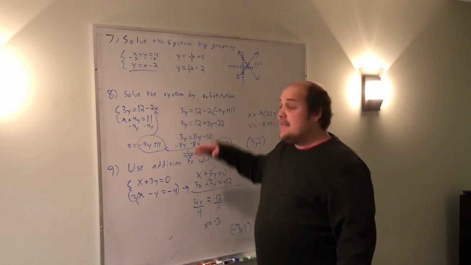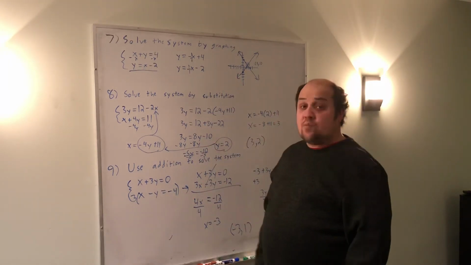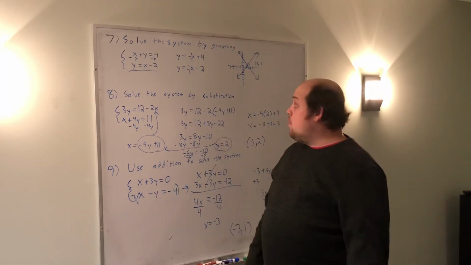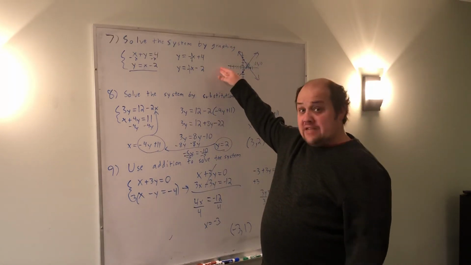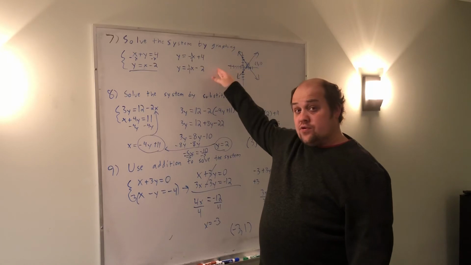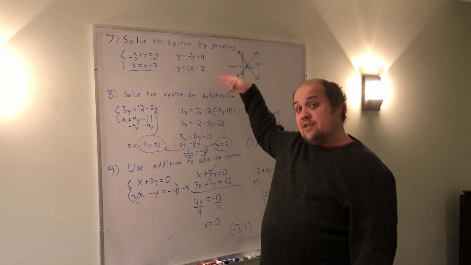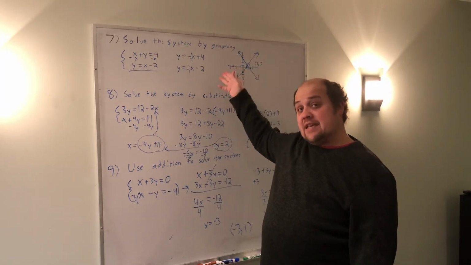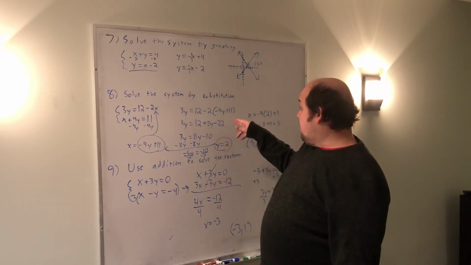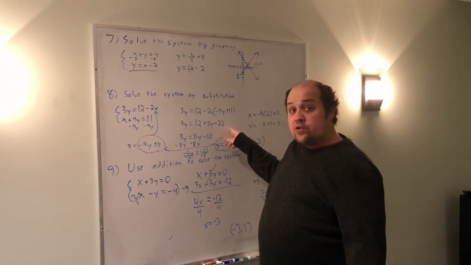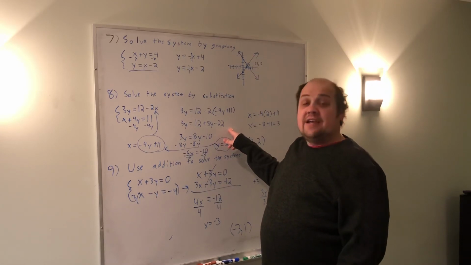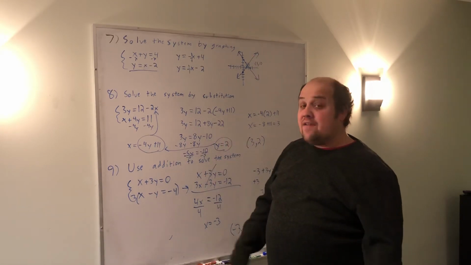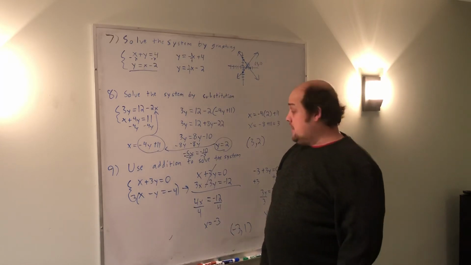Remember that for any of these methods, you can have a situation where you get no solution or you get dependent. If I get two lines that are exactly the same for graphing, those are dependent. If I get two lines that are the same slope and never intersect, that's no solution. If I get an answer that's false, like 0 equals 5 for substitution, that's no solution. If I get an answer that's true, like 5 equals 5, that's dependent.